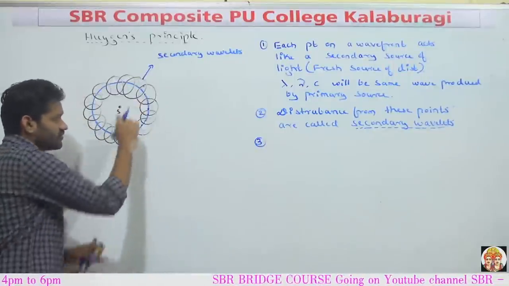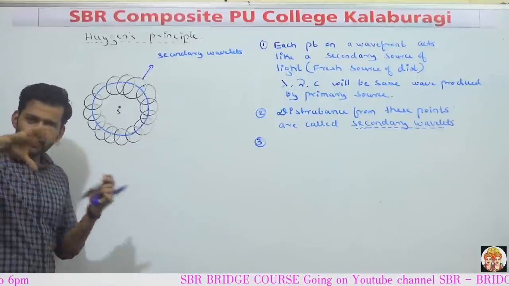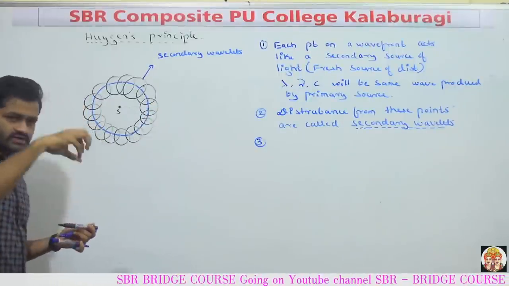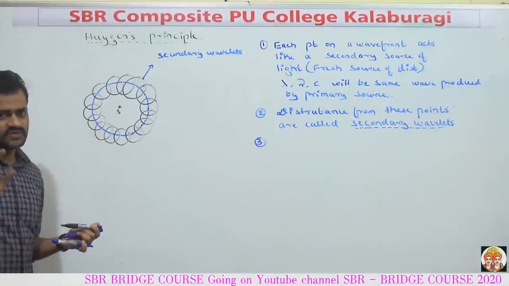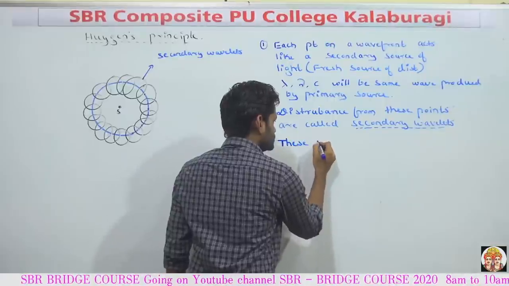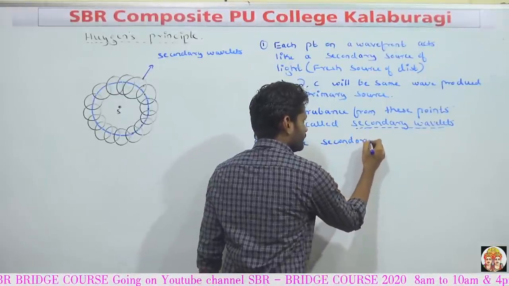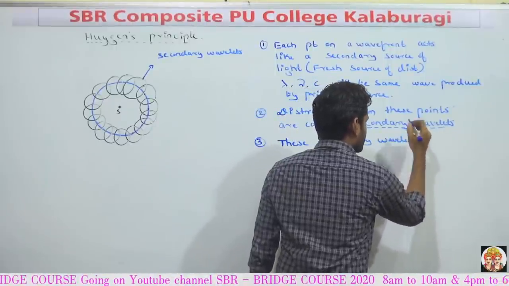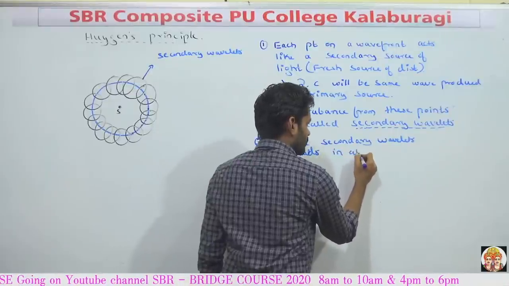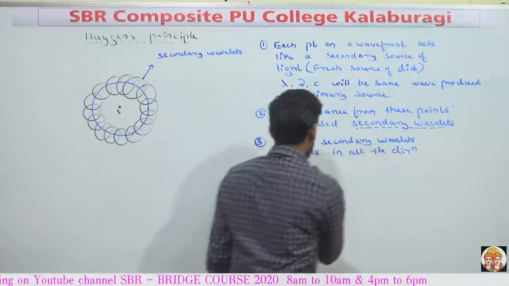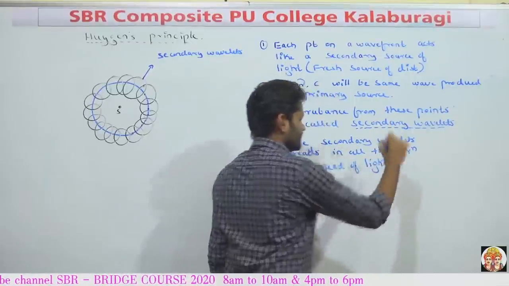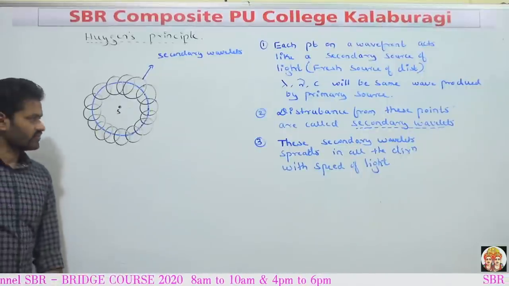Third one: whatever wavelets are there, these wavelets will spread in all directions. Small wavelet, the next wavelet, like that. Those wavelets spread in all directions with what speed? The speed of light. These secondary wavelets spread in all directions with the speed of light.